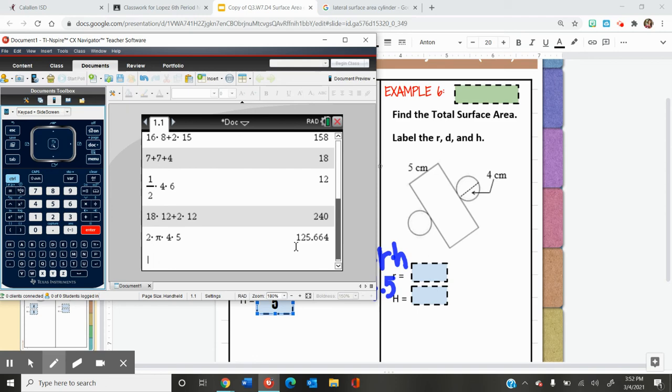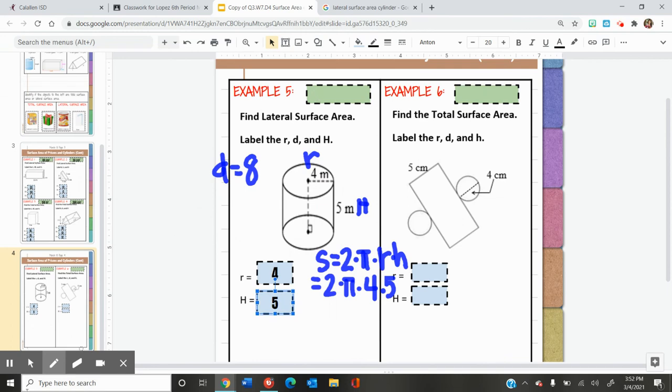So here we get that the lateral surface area is 125.664. We're going to round this to the tenths place, and the surface area will now be 125.7 meters cubed. And meters squared. So Alt 0178.